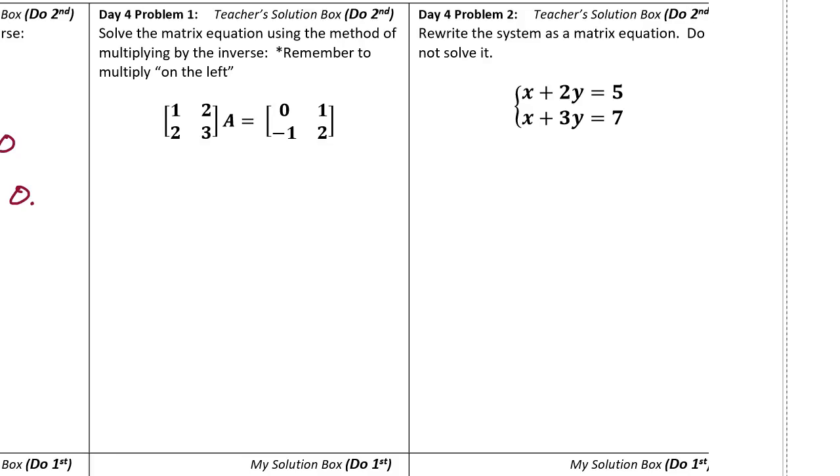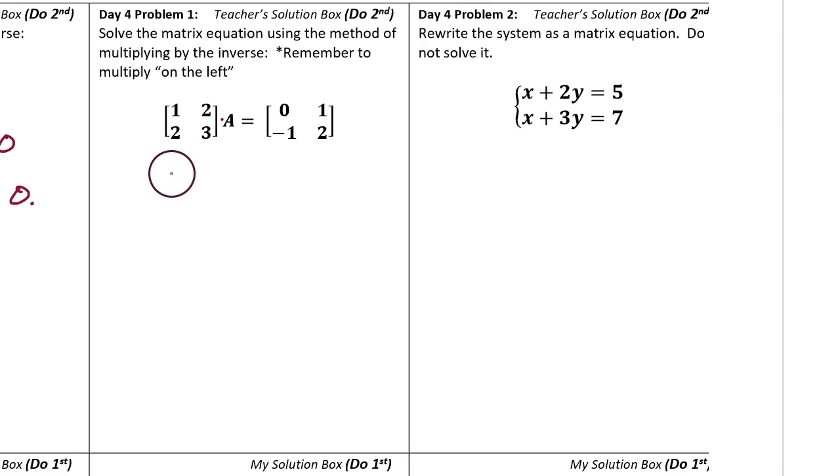Here is the answer for day 4, problem 1. Solve the matrix equation using the method of multiplying by the inverse. If we want to get the letter A alone, then we need to remove this matrix. And we know from algebra this year that you can remove something that's multiplied to a variable by multiplying by its inverse. So let's find the inverse of this matrix.